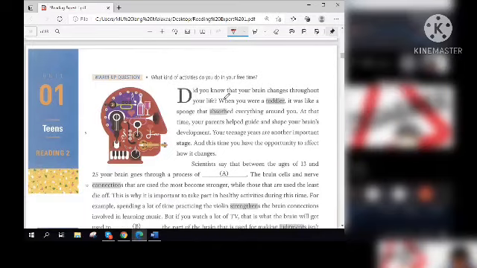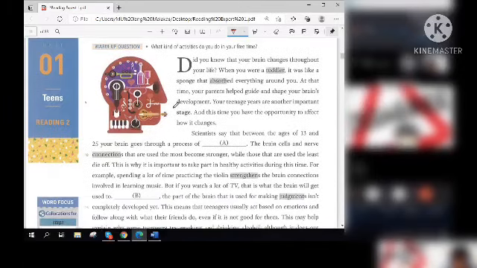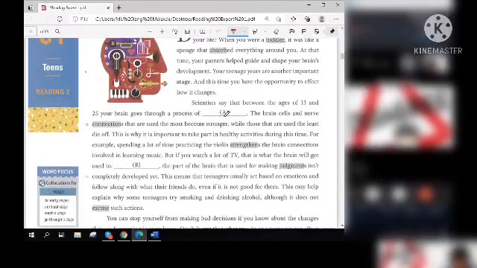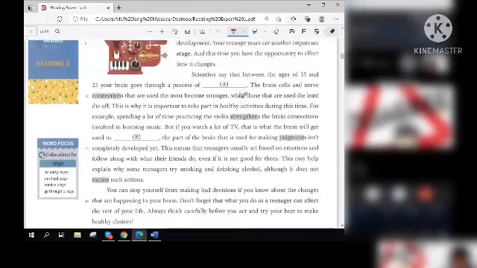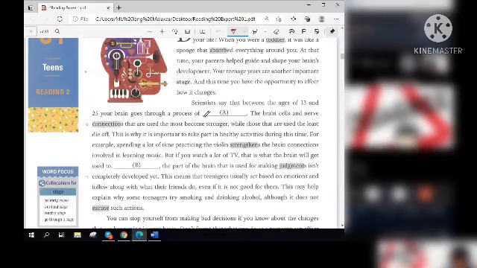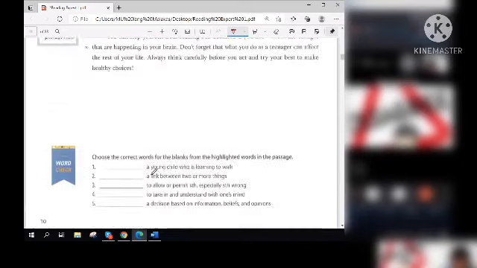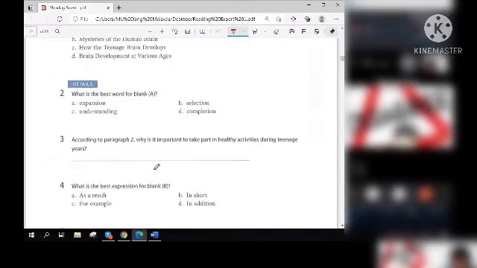Okay, now we have another story here. Per unit, you have two readings. This one, you can see that there are blanks here, like A and B. You're not really going to answer the blanks, but they will ask you about the blanks in the comprehension part. Like for example, this one in number 2.